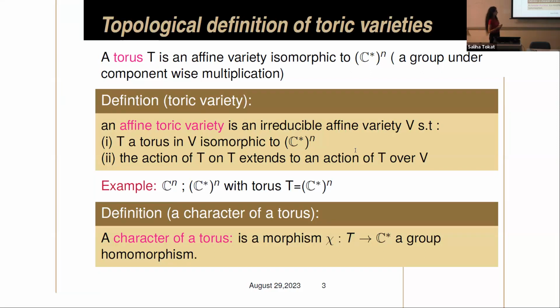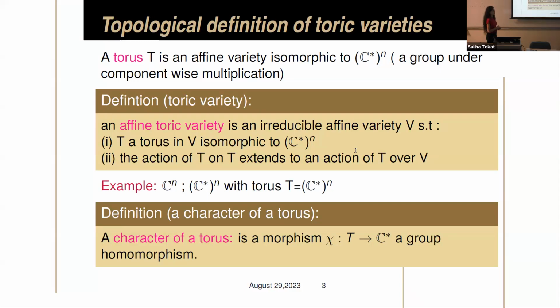An affine toric variety is an irreducible affine variety V such that there is a torus inside of V isomorphic to C star n, and also the action of T on T extends to the action of T over V. Which actually means that multiplying everything by zero gives zero. An example of a toric variety is Cn, with the torus being C star n.